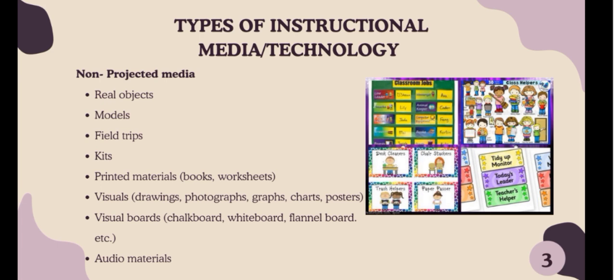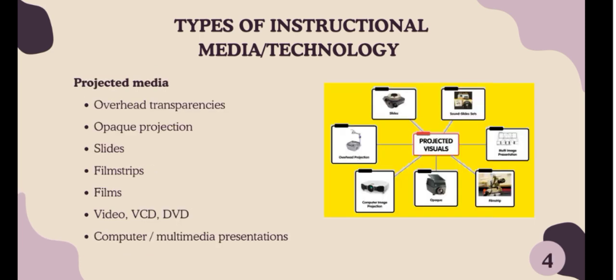So we have the examples here: the real objects, models, field trips, kits, printed materials like books and worksheets, visuals like drawings, photograph, graph, chart, and poster. Next, visual boards like chalkboard, whiteboard, flannel board, etc. And audio materials.